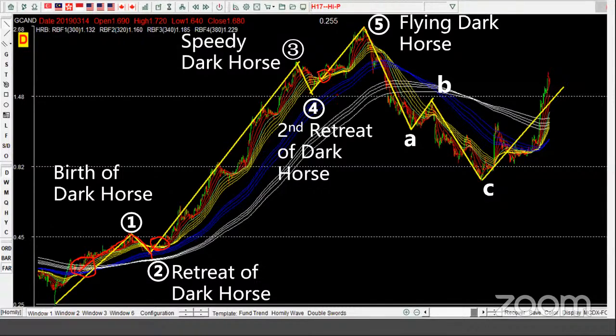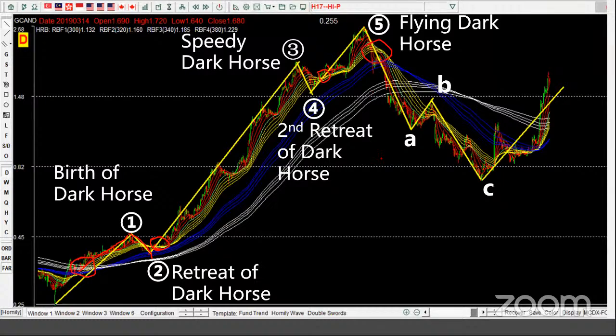Then the last horse is called the flying dark horse. That's when the price goes back above the yellow line again. And then after that, sometimes it might be the end of a medium-term to long-term rally. Then there will be a big correction, a medium-term to long-term correction, when the price drops below the yellow line.